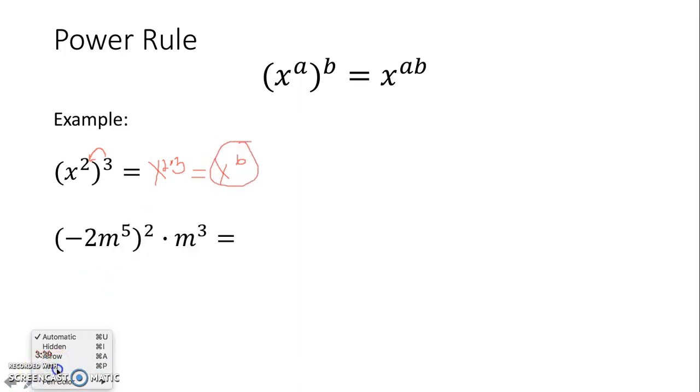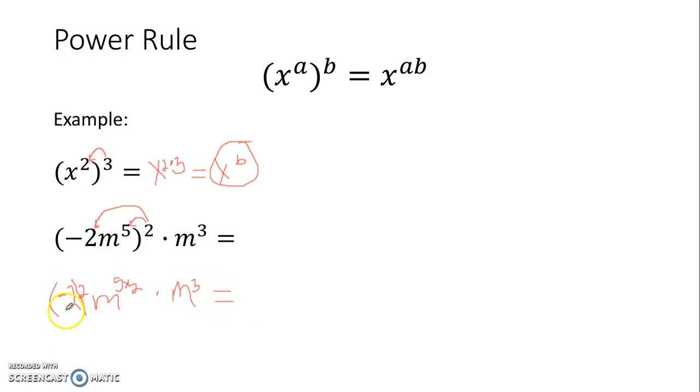Our next example is negative 2m to the 5th power, all to the 2nd power, times m to the 3rd power. So remember, this one we have to distribute. So we have negative 2 squared, and then we got to distribute to here. So we have negative 2 to the 2nd power. Remember, that's negative 2 to the 2nd power, not the opposite of 2 to the 2nd power. And then times m, which is 5 times 2 power. And we got to bring this down even though we're not working with it yet.